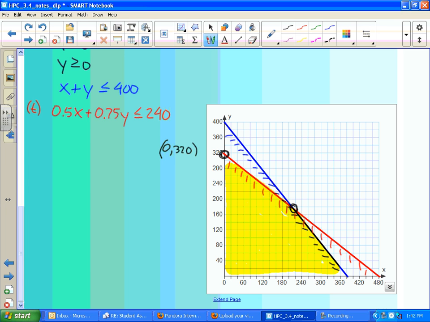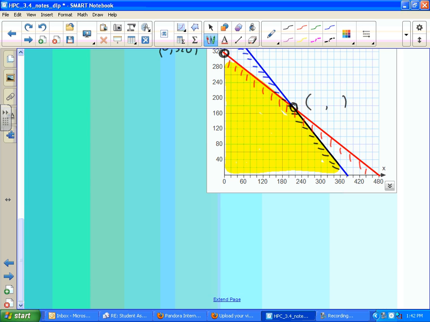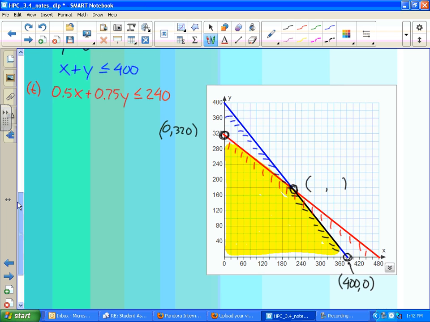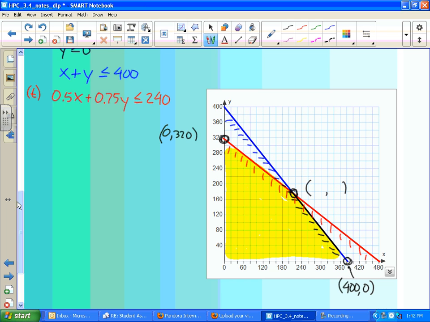Uh-oh. I've got to find that one. And then we have a corner point down here at 400, 0. Okay, so who's gonna tell us how to find that one that's hanging out in the middle?